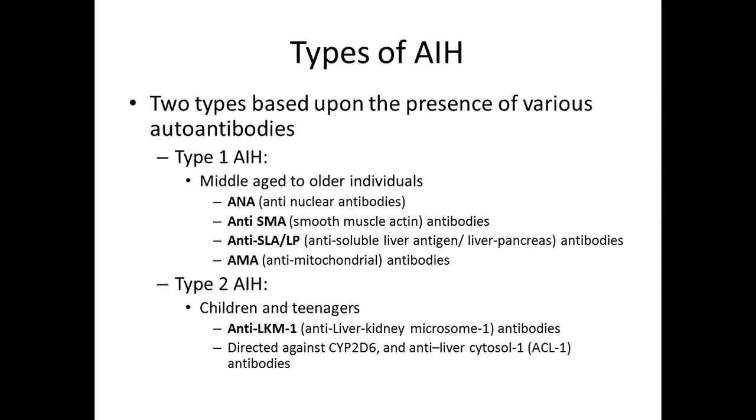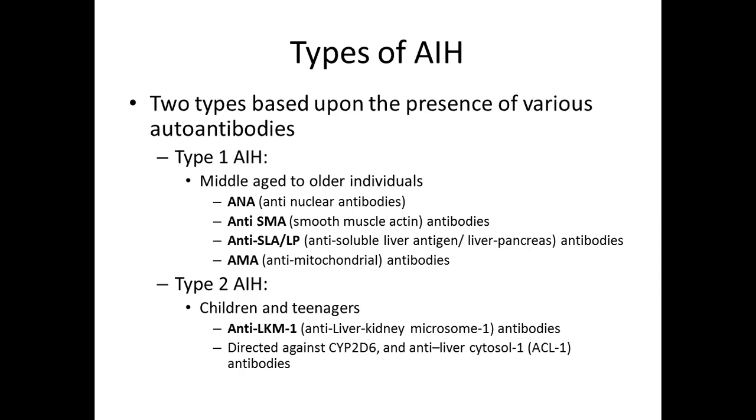While type 2 autoimmune hepatitis mainly involves children and teenagers, so it has an early age onset, and anti-LKM antibody, anti-liver kidney microsome 1 antibody, LKM1, is present. This antibody is present in type 2 autoimmune hepatitis, and this antibody is directed against the protein called CYP2D6, and anti-liver cytosol ACL1.